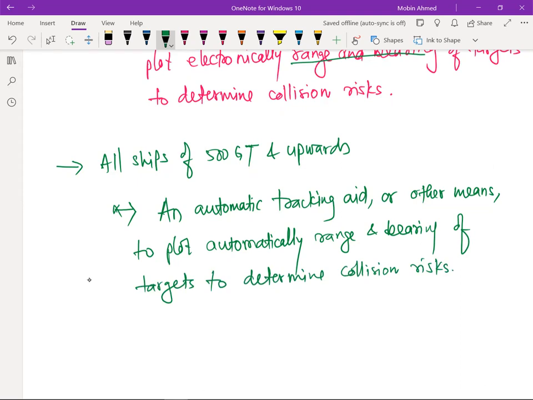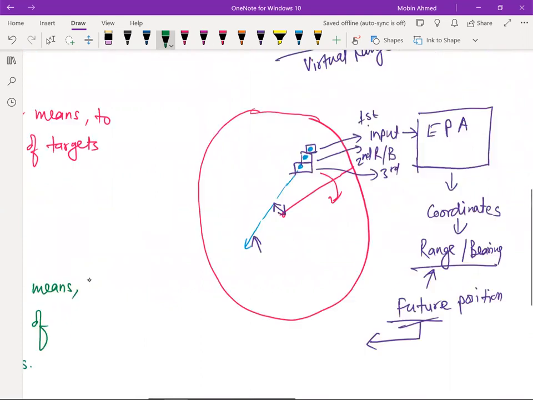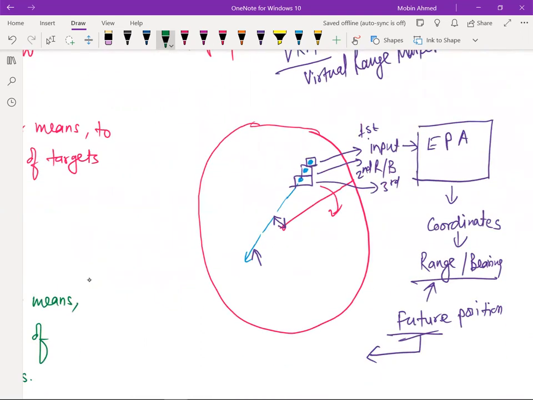Now here it was a plotting aid, it was not a tracking aid. Automatic tracking is not there. It is plotting, and we are going to input manually. Once we input, a minimum of 3 inputs are required, so it can generate the coordinate, meaning the movement or the course. So this course of the target can be calculated. So this is an electronic plotting aid.